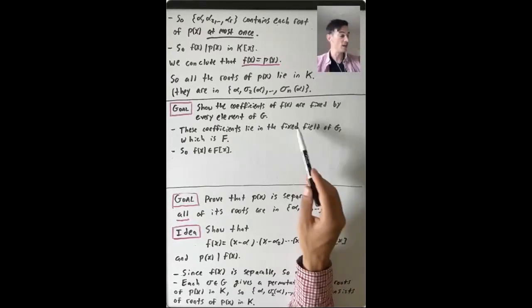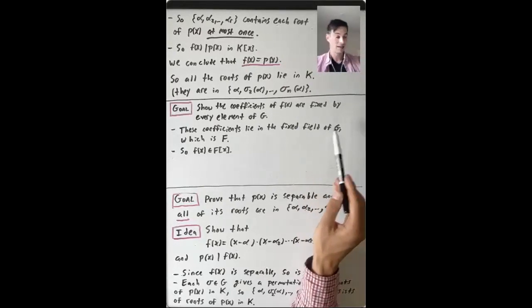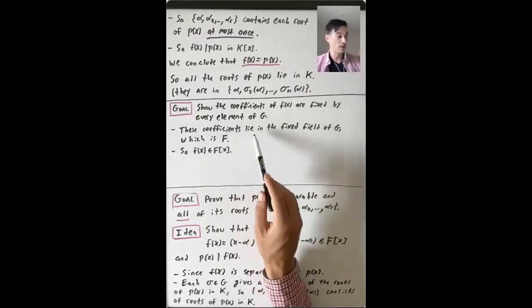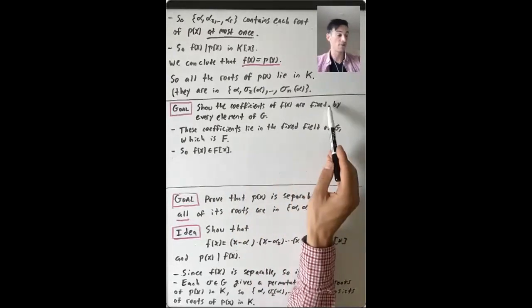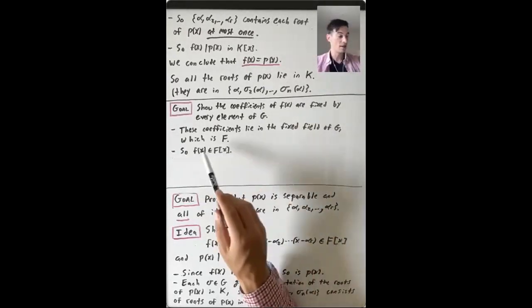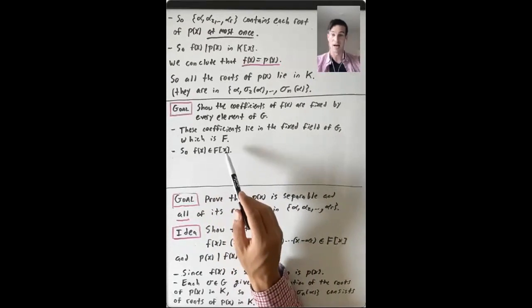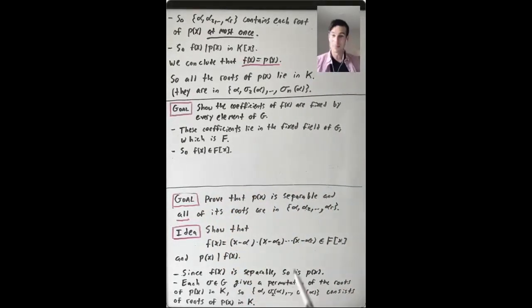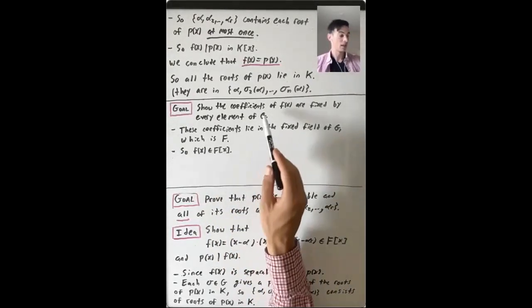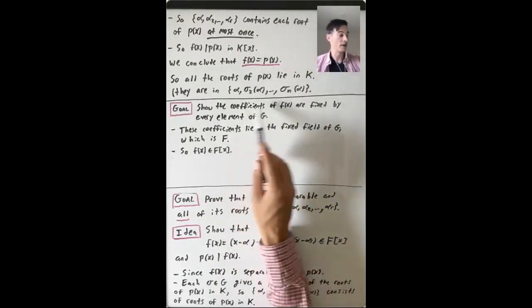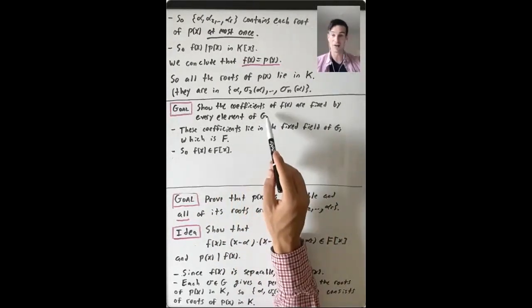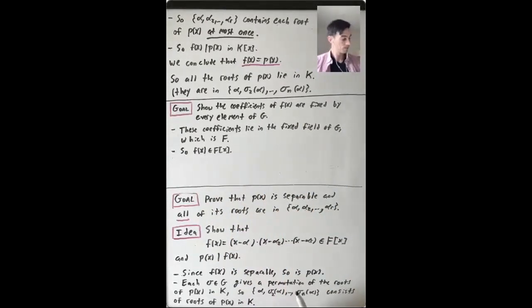But we know what the fixed field of G is. It's F. So if we can show that the coefficients of f of x are fixed by every element of G, then we'll know that f of x is in F[x]. Okay, so I'm going to pause and erase, and I'll finish the proof by showing that the coefficients are fixed by every element of this Galois group G, and then by showing that p of x divides f of x.